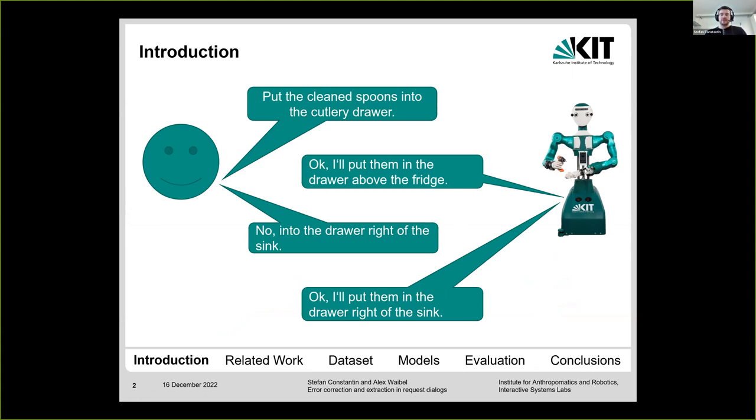Sometimes robots don't respond as expected by the user. Therefore, the user should be able to correct the robot. A correction would be, for example, no, into a drawer right of the sink. With this correction, the robot should hopefully be able to handle the request, like in our example, with a response, okay, I'll put them in the drawer right of the sink.